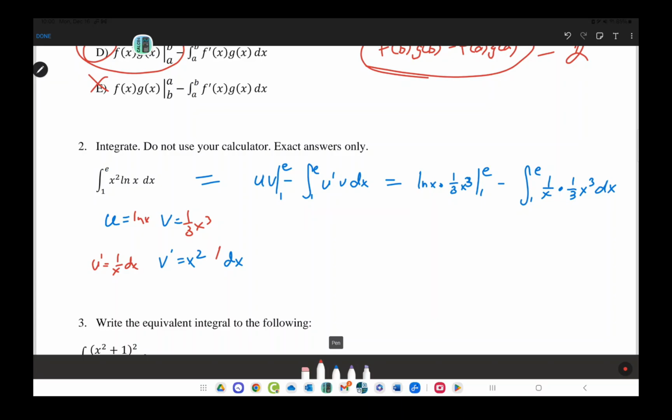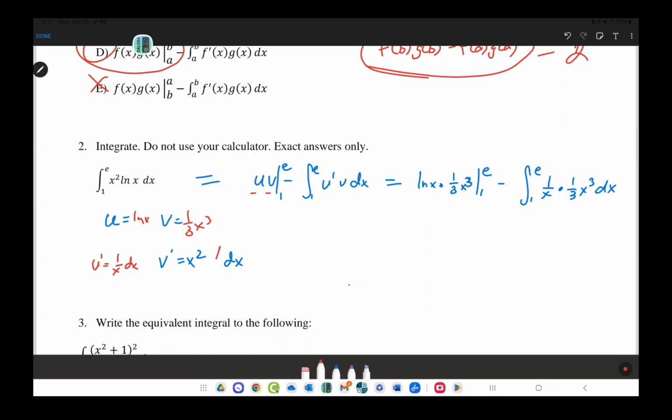Since we chose u to be natural log of x, because it's a whole lot easier to find the antiderivative for x squared, u prime is 1 over x, the derivative of ln of x dx, and the antiderivative of x squared is 1/3 x cubed. Since I know my setup is uv from 1 to e minus the integral from 1 to e of u prime v, I plug everything in.